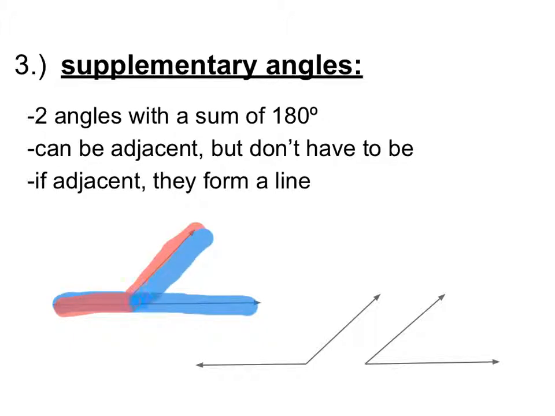and the blue angle are adjacent, but they're also supplementary because together they add to 180. So let me put some values in there. Let's say this is 140 degrees, and I'm just making these up, and this is 40 degrees. So together they make 180. And you could have the same thing down here. They don't have to be adjacent. They do just have to add to 180.